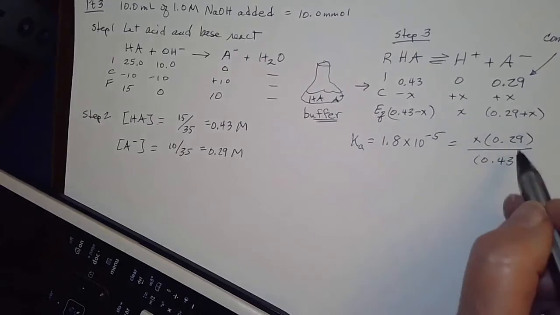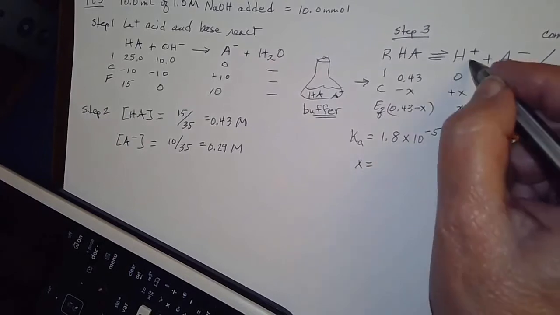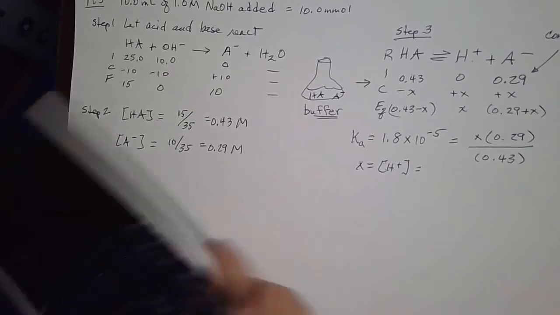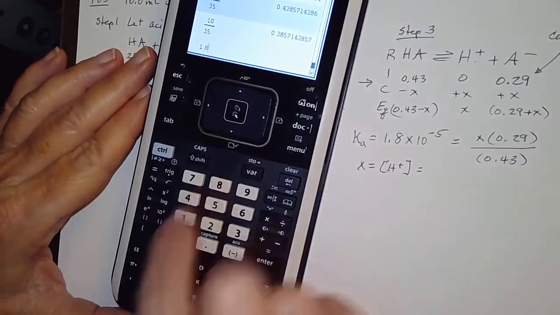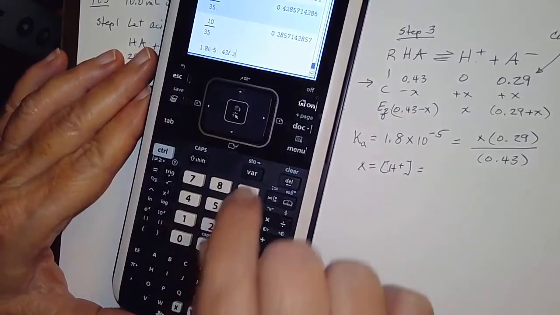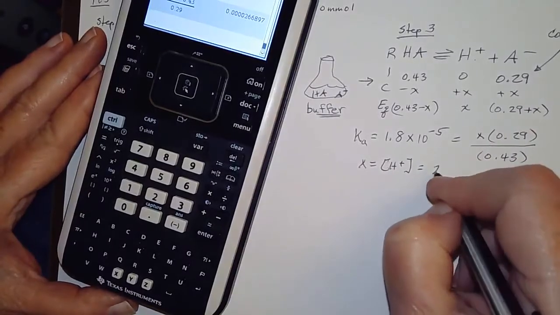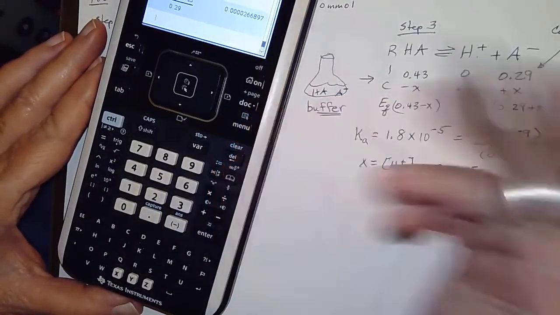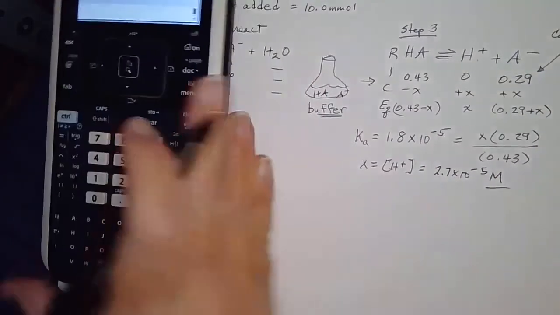You show it to me in the table, but you don't have to show it to me there. Solving for x, and we realize x is the hydrogen ion, the concentration of the hydrogen ion. When I do that, I'm going to get 1.8 e negative 5 times 0.43 divided by 0.29, and I get a very small number, 2.7 times 10 to the negative 5. So that is my hydrogen ion concentration.